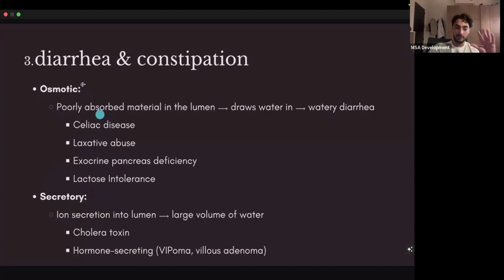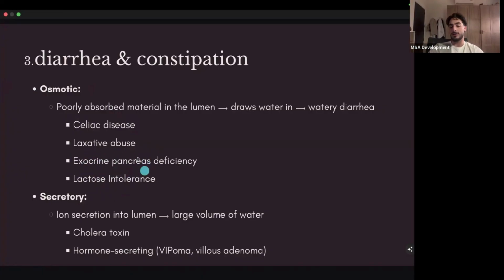So for watery diarrhea, we can split it into osmotic and secretory. Now, osmotic diarrhea is basically referring to anything that draws fluid inside of the GI lumen. Once you get something that's poorly absorbed, it's going to draw in fluid, and it's going to cause distension of the lumen, which is going to increase peristalsis. Okay, and this is anything that could be poorly absorbed. So in patients who have lactose intolerance, for example, they can't absorb lactose or they lack the lactase enzyme. So then all of that extra lactose is going to draw in fluid and cause an osmotic diarrhea.